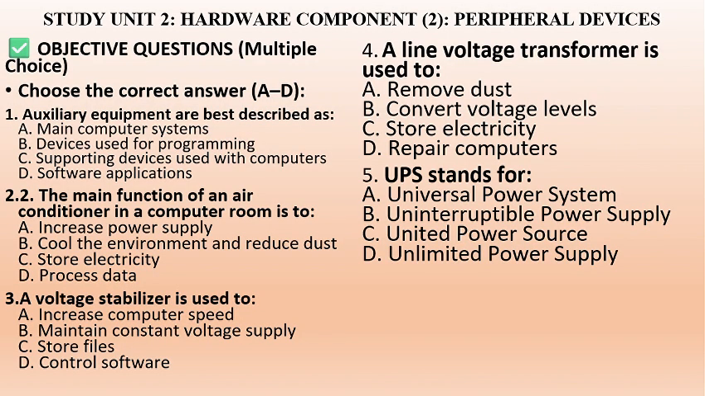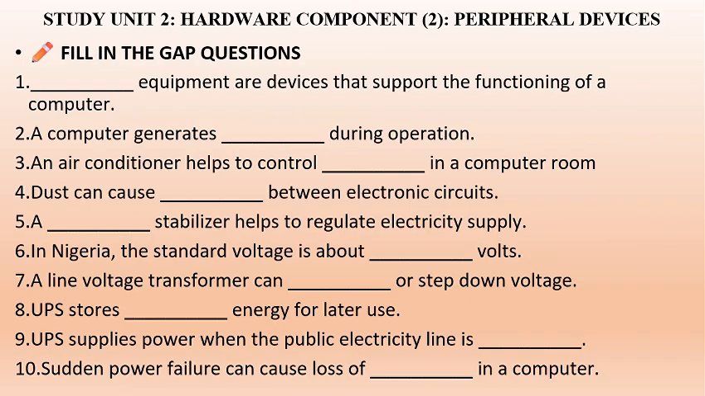So let's go to the fill in the gap section now. Dash equipment are devices that support the functioning of a computer. So how do we write it? What do we start with? That A will be in capital letter. Anything that starts a sentence is in capital letter. Question 2. A computer generates dash during operation. What does a computer generate during operation? It. A computer generates it. The it is in small letter because it's in the middle of the sentence.